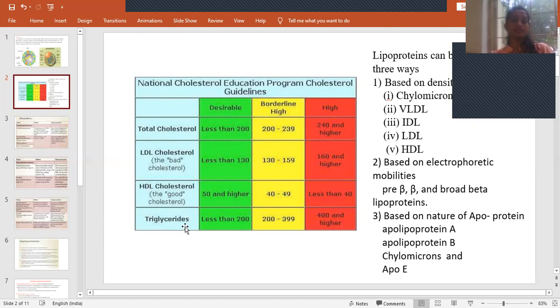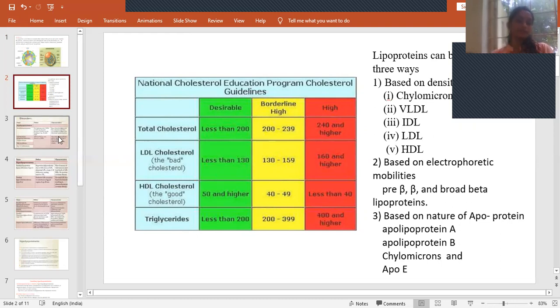And then triglycerides should be less than 200, borderline is 200 to 399, and if it is greater than 400, we consider it a high range of triglycerides. So these are the normal ranges of cholesterol, LDL, HDL, and triglycerides.